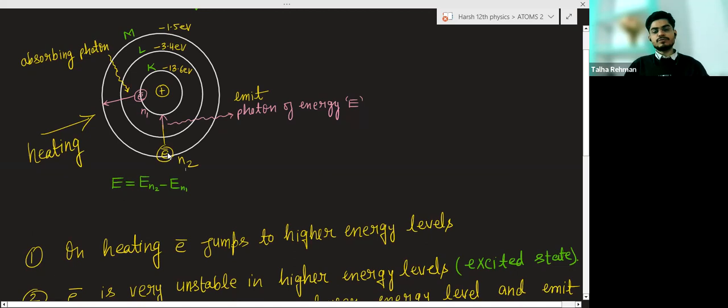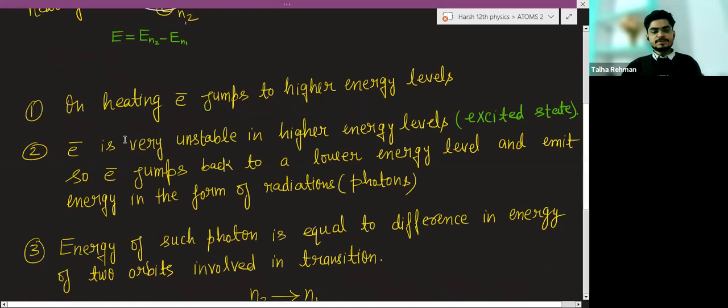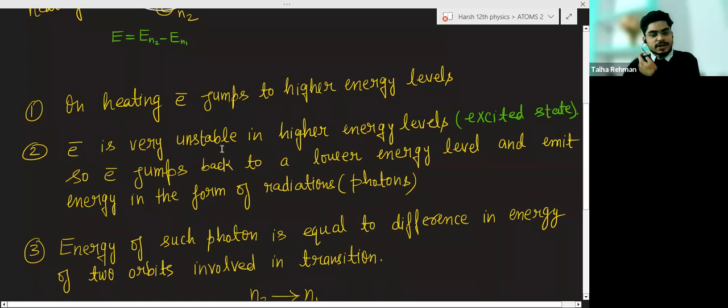So when the electron moves from a higher to a lower energy level, it will emit a photon of a specific energy, and that will have a specific wavelength and a specific color. So you can say the electron is very unstable in a higher energy level, or excited state. So the electron jumps back to the lower energy level and emits energy in the form of photons.